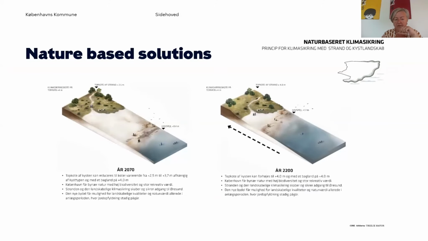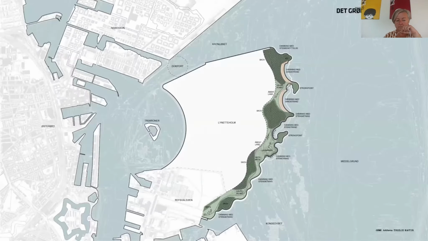And the idea of having these nature-based solutions is that it's a much more flexible way of doing things, where you can actually allow for the coastline to move inward as climate change will affect the city, but still having the possibility for a widespread recreative use of the parts of the island. And here you can see the green coastal landscape.